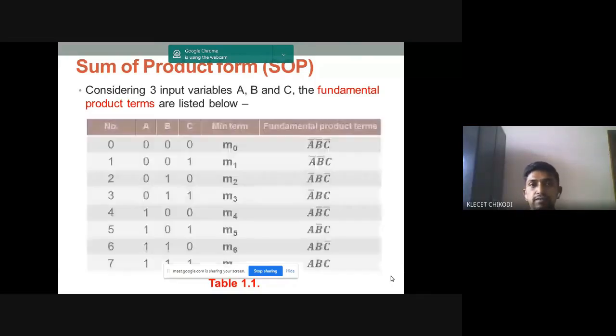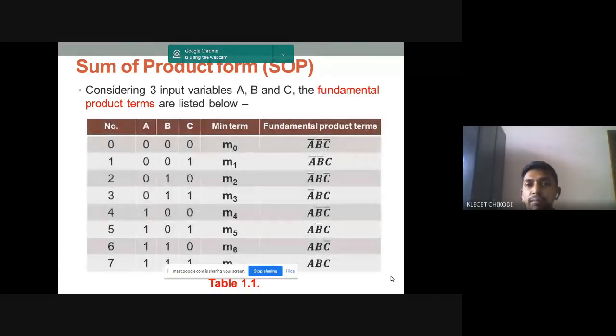So you can see that. These are the fundamental product terms. If you consider 2 variable, 3 variable, 4 variable, for your syllabus, maximum 4 variables they will give. Here I have considered the 3 input variables for your convenience, and you can see that here.